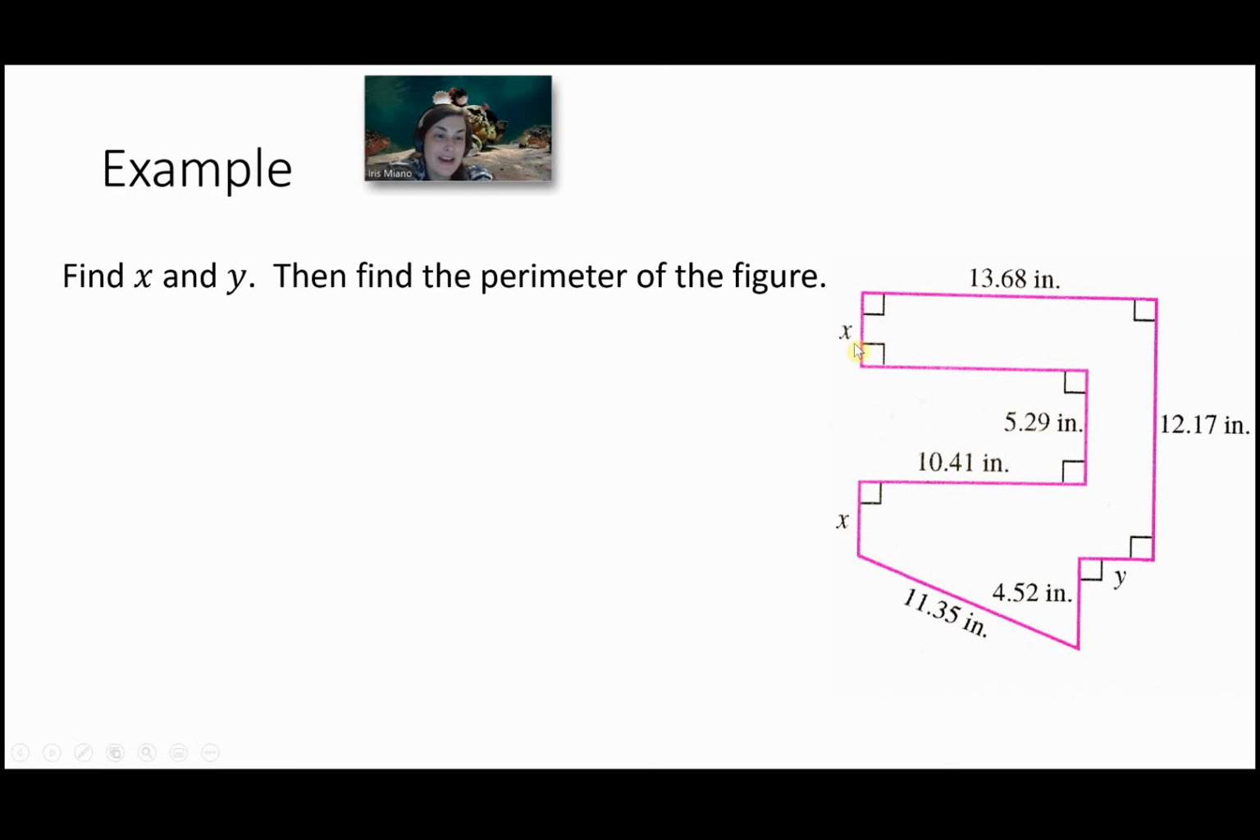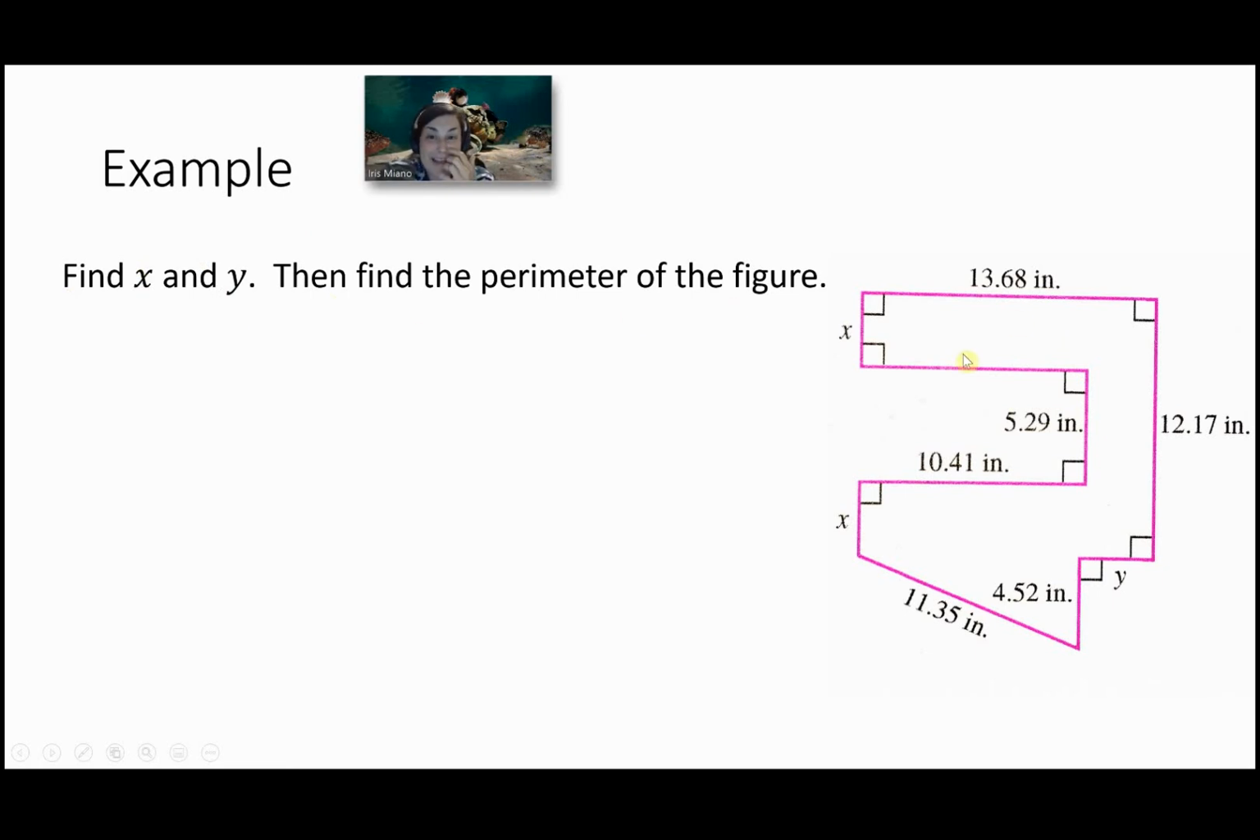Notice this really irregular figure right here, and also notice that we're talking about perimeter, and we want to find x and y and the perimeter of the entire figure.